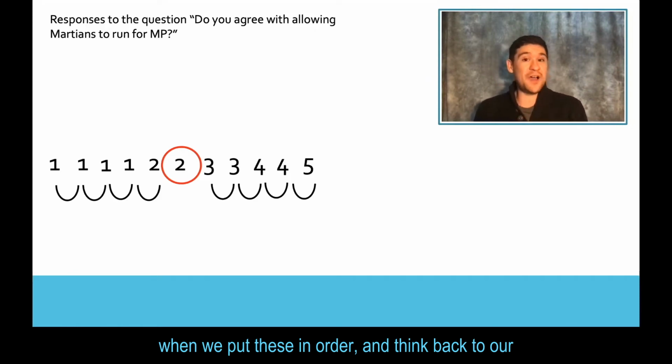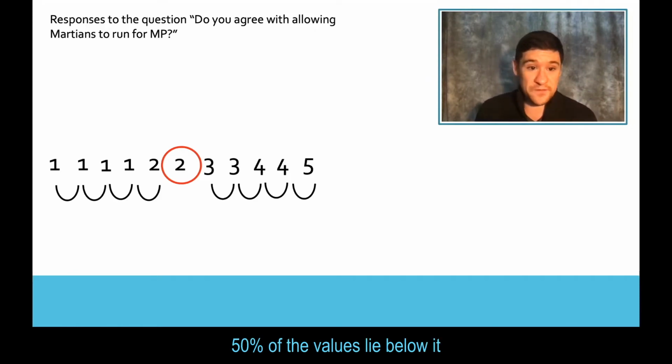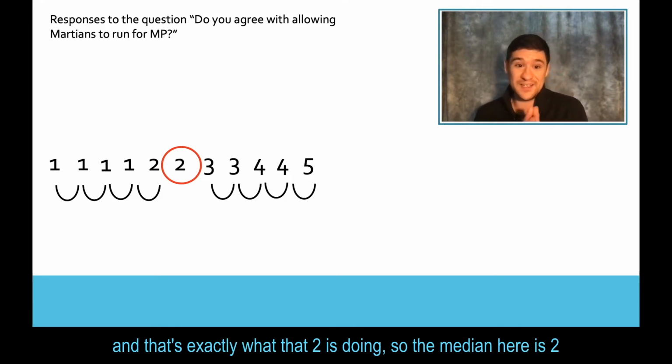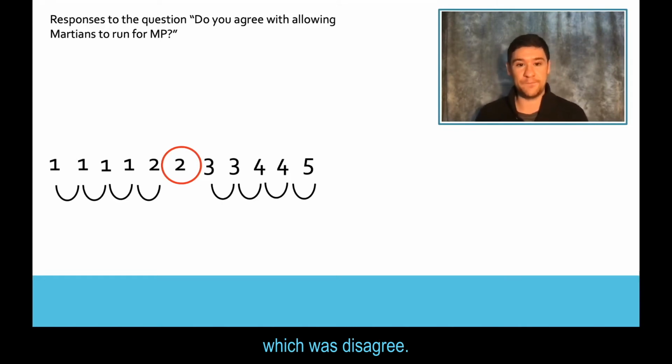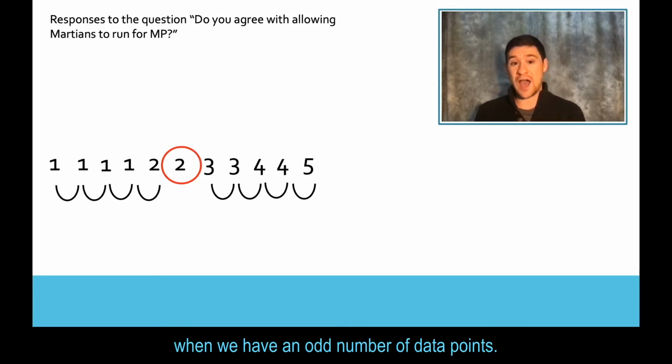And think back to our definition of median. 50% of the values lie below it, 50% of the values lie above it. That's exactly what that 2 is doing. So the median here is 2, which was disagree. This works with ordinal data when we have an odd number of data points.